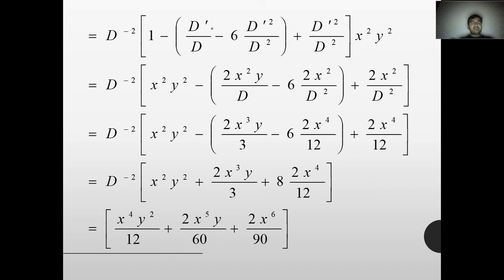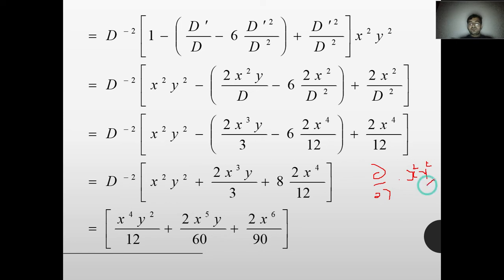So D dash is equal to del upon del y into x square y square. We have to remove del by del y, so we have to integrate with respect to y. Sorry, del upon del y. So the derivative of y square is equal to 2 into y.